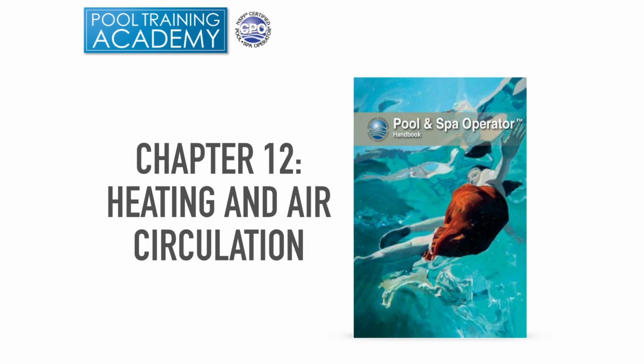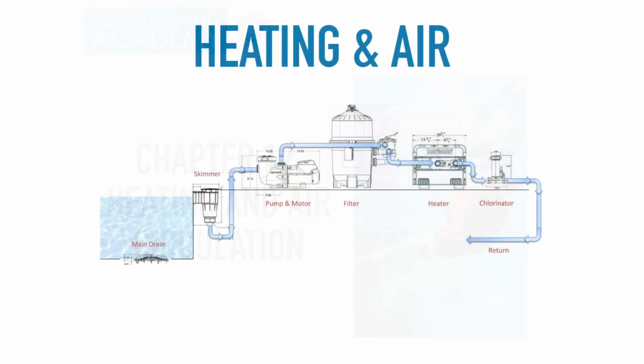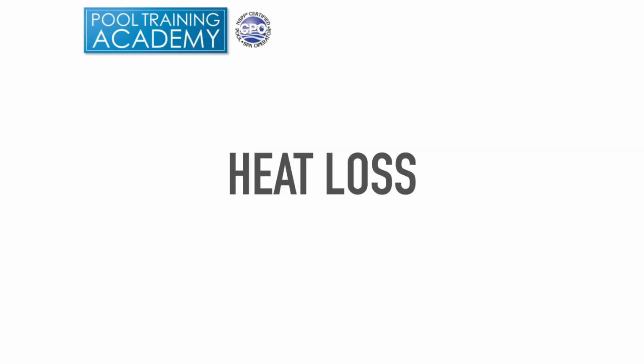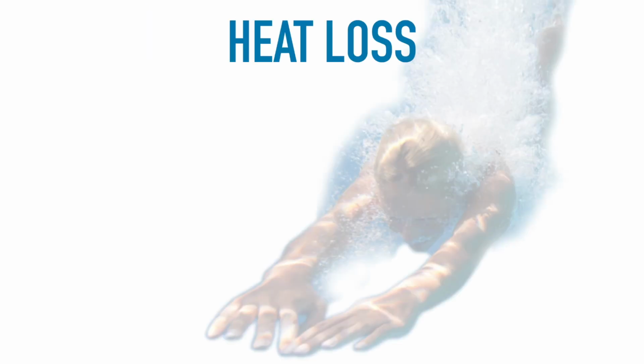Chapter 12, Heating and Air Circulation. We've already gone through the pump and motor, the filter, and now our water is running through our heating system. Now, the first thing we're going to talk about in this chapter is our energy or heat loss. There are 4 different ways that we lose our heat from our facilities.